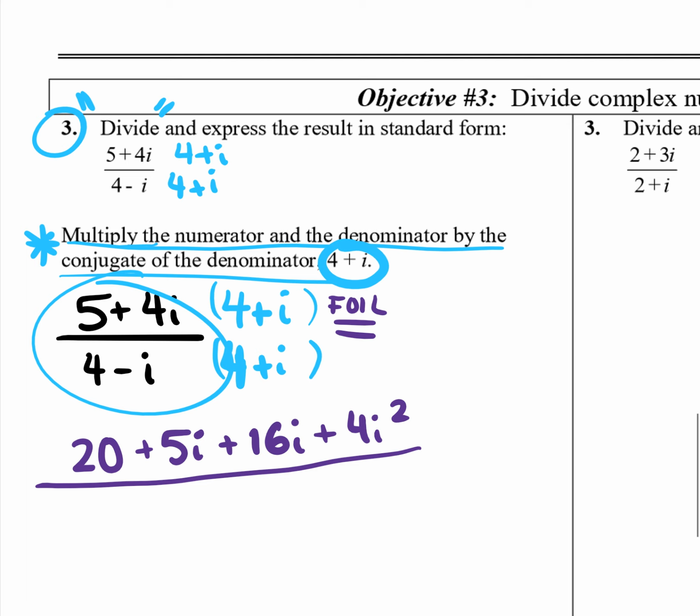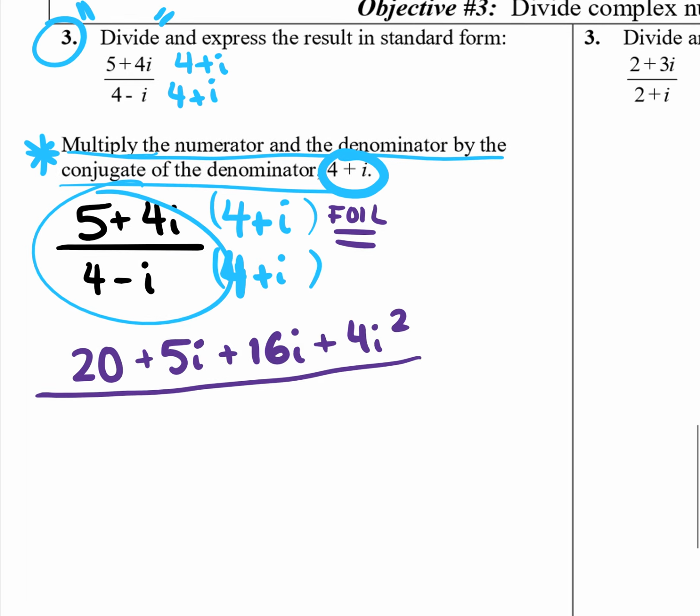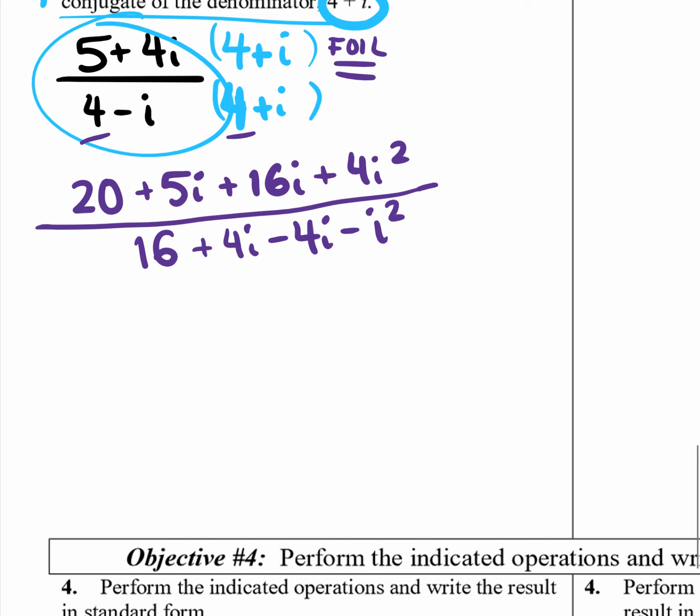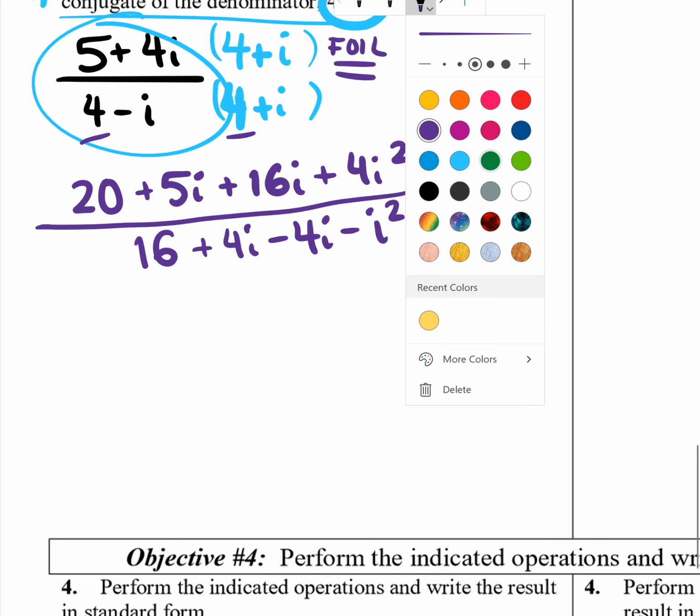And then on the denominator, I'm going to FOIL it out as well. The first times the first is a 4 times a 4, that's 16. The outer times the outer is a 4 times an i, that's 4i. The inner times the inner is negative i times 4, which will make a negative 4i. And then the last times the last is a negative i times i, which makes negative i squared. All right, and then I think we did everything right. It's just now a matter of cleaning this up and making it look pretty. So dividing complex numbers is definitely the hardest operation we have.